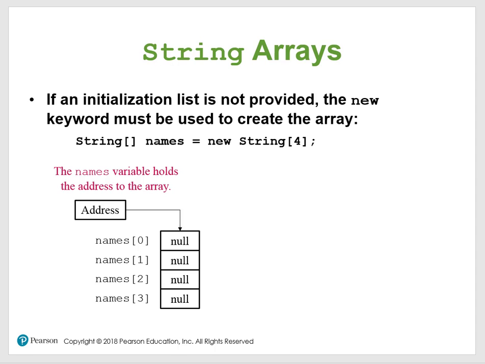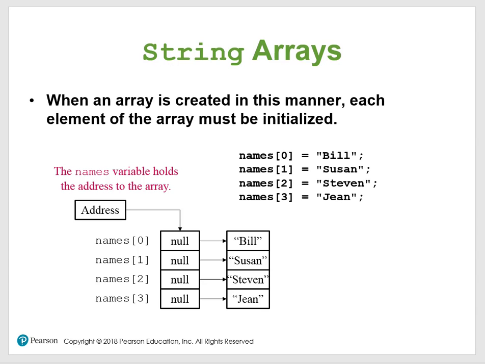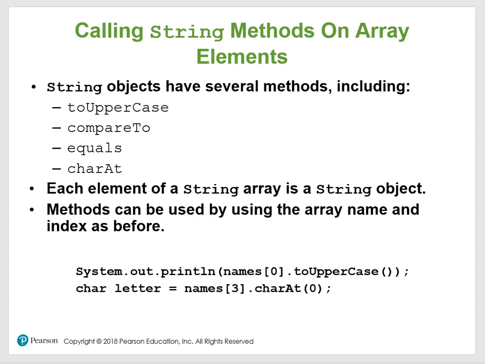Again, in an initialization list, if it's not provided, the new keyword must be used to create the arrays. So you create an array by storing in the new string, and that actually stores it in. Now the name variable holds the address of the container. Basically, it's a null. Nothing is in there until you store something in there, like you assign this string inside element 0, 1, 2, 3, and so on. How do you call an array?